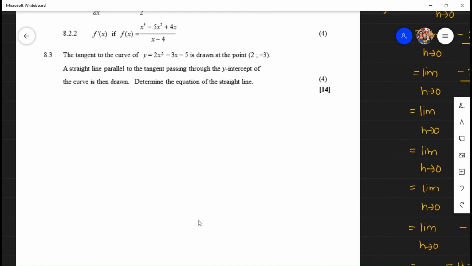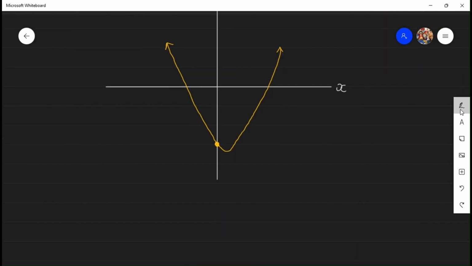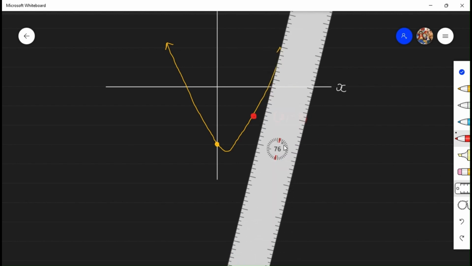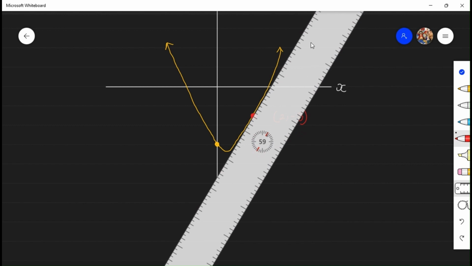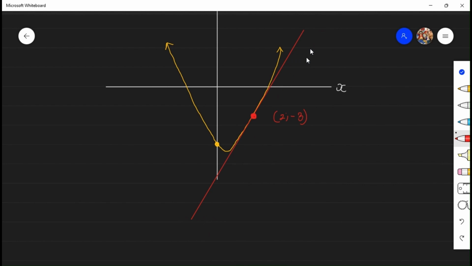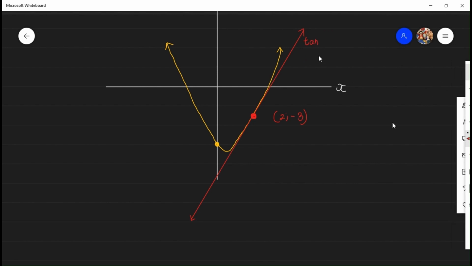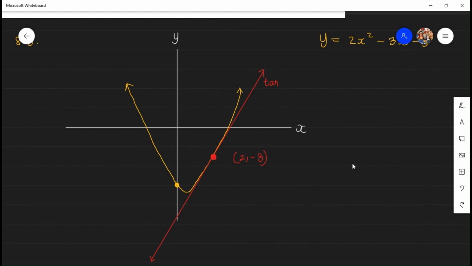Next, let's go back and read our question to see what other information we are given. The tangent to the curve of y equals 2x squared minus 3x minus 5 is drawn at the point 2 and negative 3. So our tangent touches our curve at 2 and negative 3. So let us make that point over here. Let us state that this is 2 and negative 3. So let us now draw that tangent, which is a straight line. So that is our tangent. Just make a tiny subscript tan to show that is our tangent. So we've now drawn our parabolic function and we have the tangent to that function.